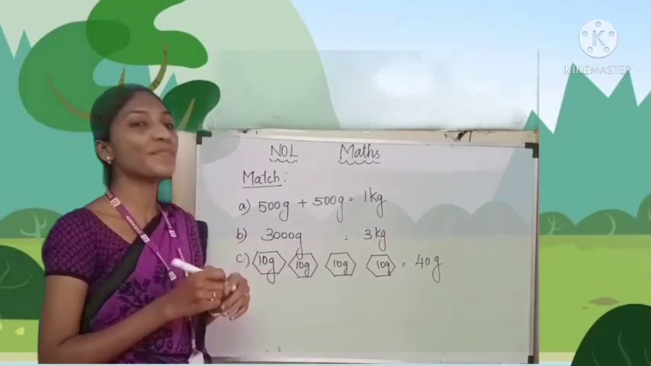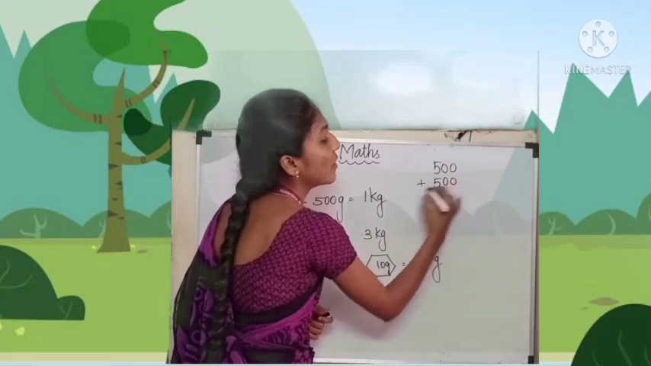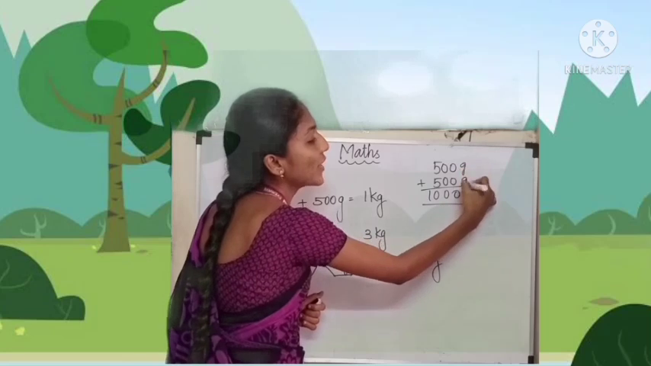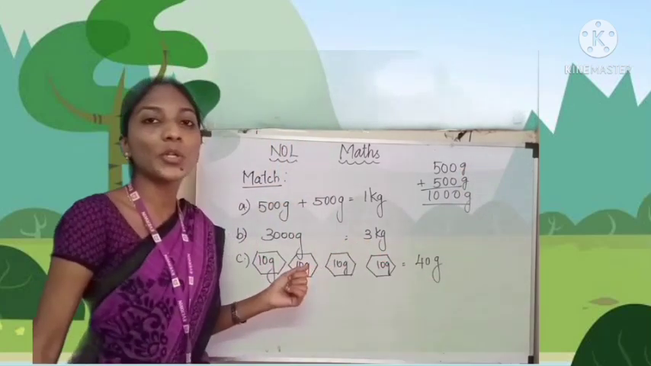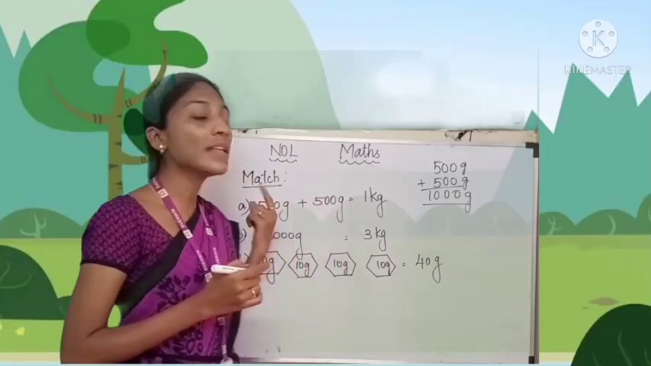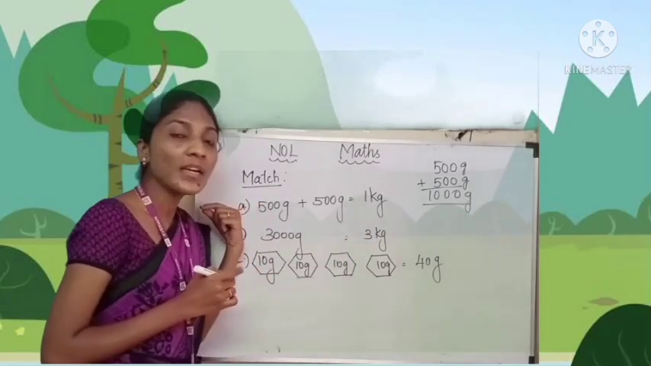500 gram plus 500 gram. So if you had 500 plus 500, 0, 0, 5 plus 5, 10. So it is what? Gram. So 1000 gram, which is equal to what, children? 1 kg. 1 kg is equal to 1000 gram. So 500 gram plus 500 gram is equal to 1 kg.